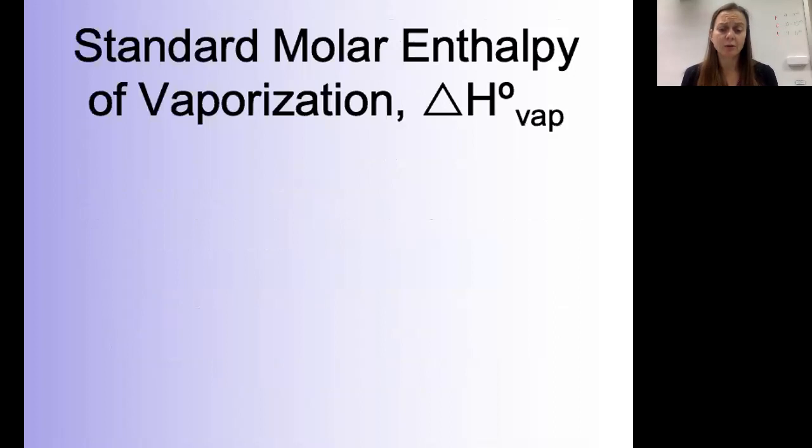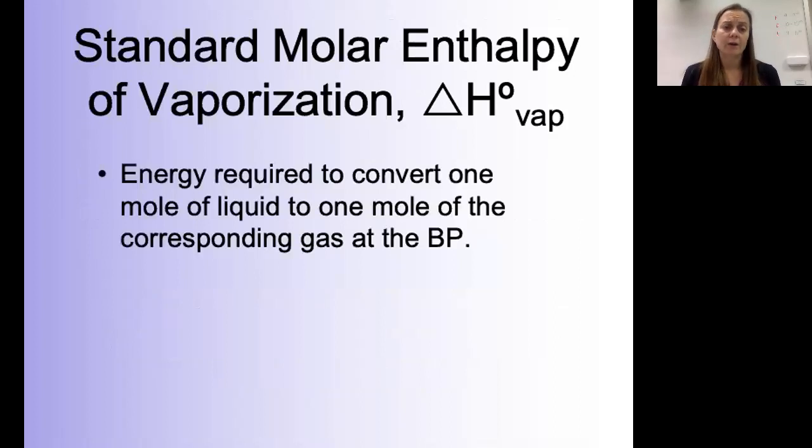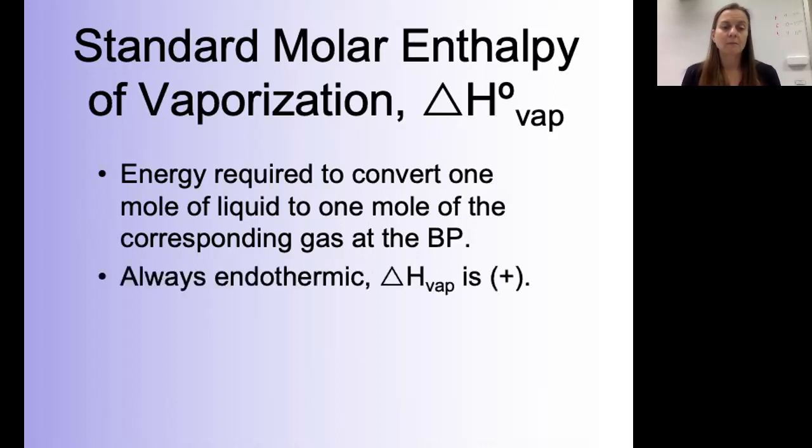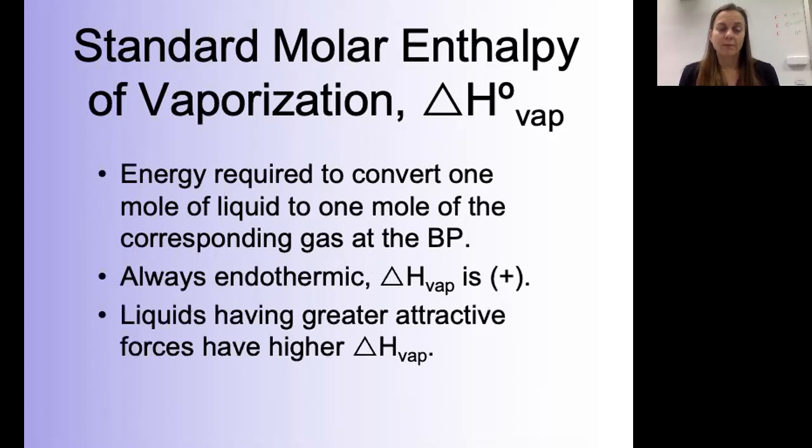So when we talk about the standard molar enthalpy of vaporization, we are talking about the energy required to convert 1 mole of a liquid to 1 mole of corresponding gas at the boiling point. So we'll see enthalpies of vaporization that are not standard molar enthalpy, but would be per gram. So you need to make sure that you pay attention to the units. Always requires energy to convert something to a gas. So delta H of vaporization is always positive. If your liquids have higher attractive forces, stronger intermolecular forces, they're going to have higher delta H of vaporization.